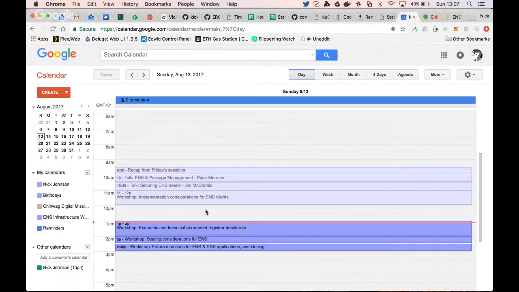So the next session is further developments on permanent registrar desiderata, because a significant number of us felt that we didn't cover it in enough detail yesterday. Does anybody want to summarise their impression of our conclusions from yesterday?